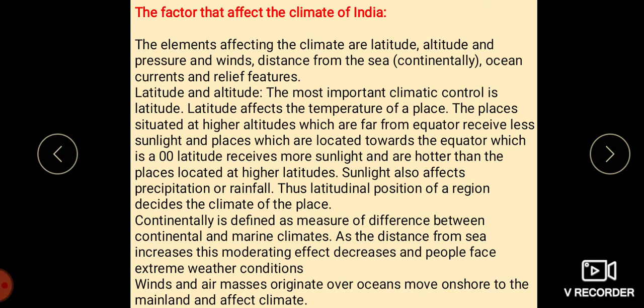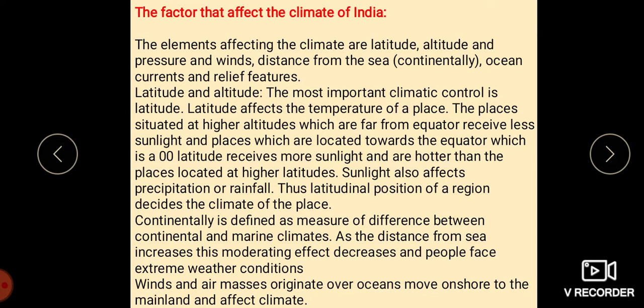Latitude, what happens, children? It affects the temperature of a place. The places situated at higher latitudes, which are far from the equator, receive less sunlight, and places located towards the equator, which is 0° latitude, receive more sunlight and are hotter than the places located at higher latitudes. Sunlight also affects precipitation or rainfall. Thus, the latitudinal position of a region decides what type of climate that place has.